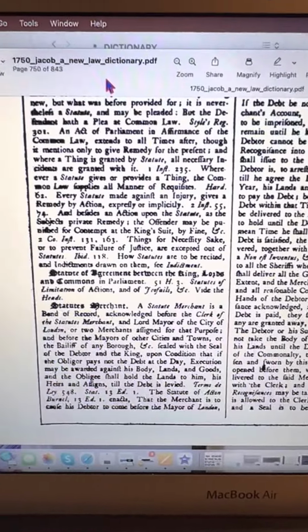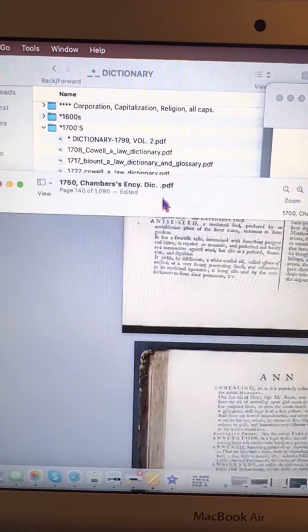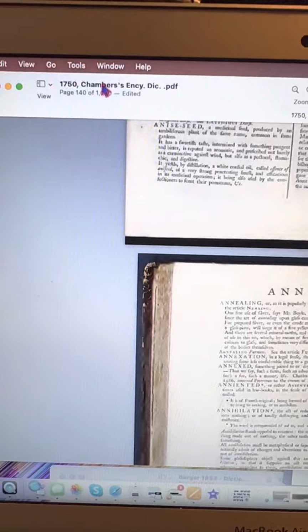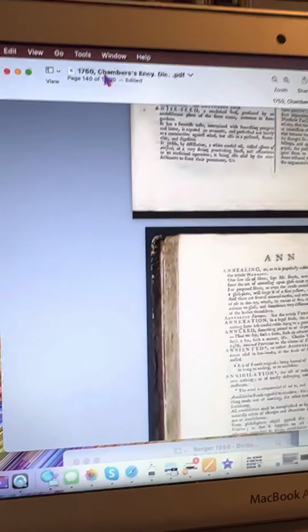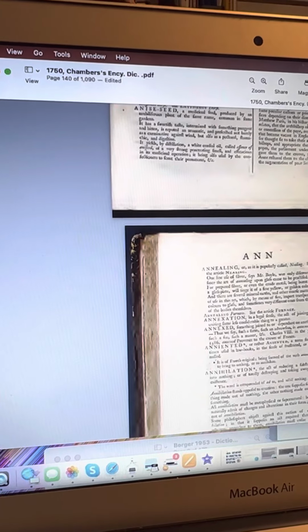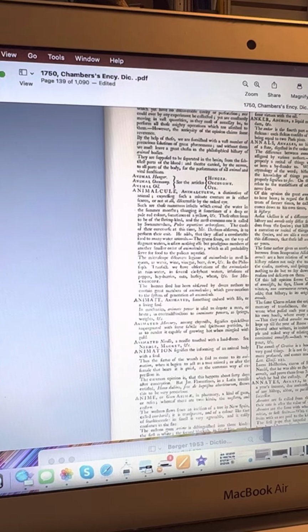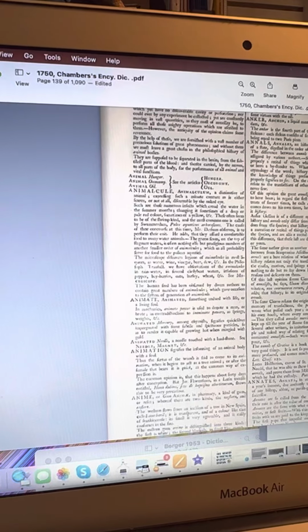Okay, so I'm doing this on my phone, so it's probably a little difficult to see, but I have here, put my phone down, a 1750 Chambers Encyclopedia Dictionary. And I want to go to page 236.